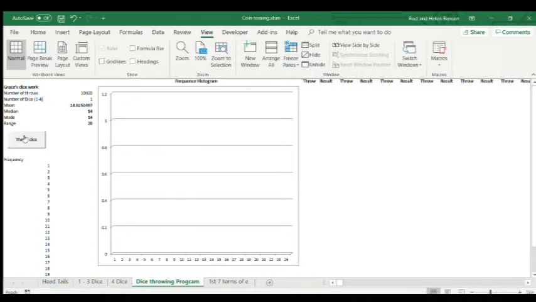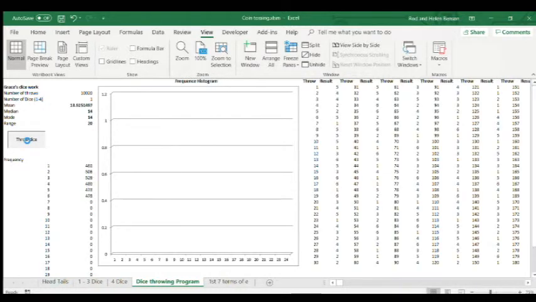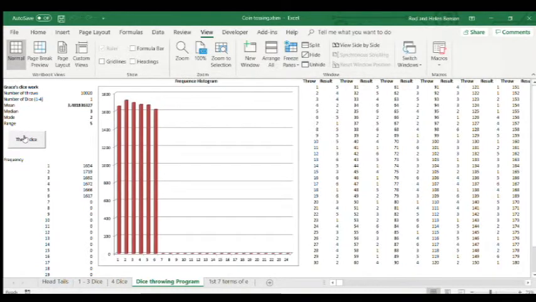So here I go. There it goes, working away. Takes a bit of time. There it goes. So you can see that overall it's pretty flat, as would be expected, that 1 to 6 will come out pretty evenly, since there should be no bias between those numbers. Let's now change it to 2 dice and do it again.